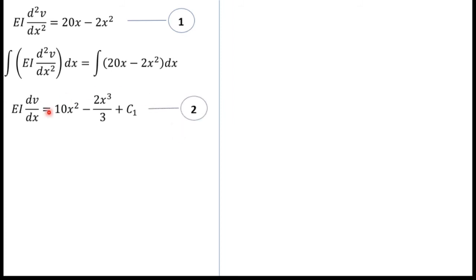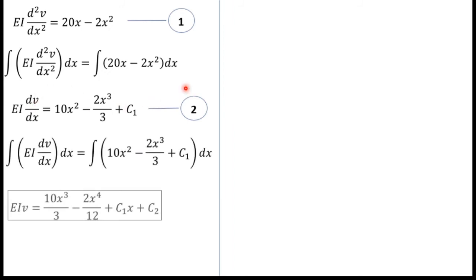Next again I will integrate equation 2. So if I integrate this, I have to write EIv, v is the deflection, and if I integrate 10 times x squared, I have to write 10 times x to the power 3 over 3. If I integrate this part, I have to write minus 2 times x to the power 4 over 12. If I integrate C1, I can write plus C1x plus C2. Here also I have to put a constant because this is an indefinite integration, and I will label it as equation 3.